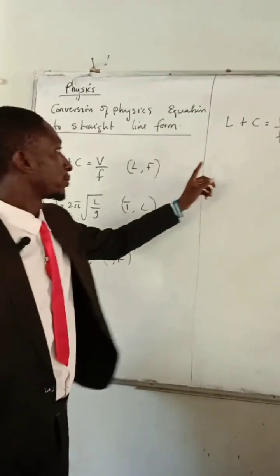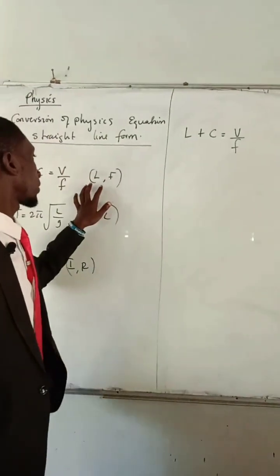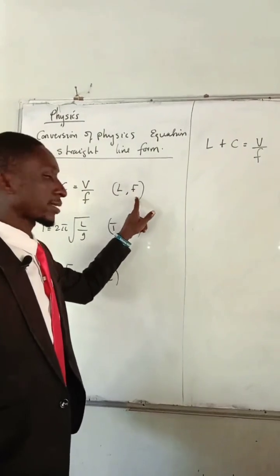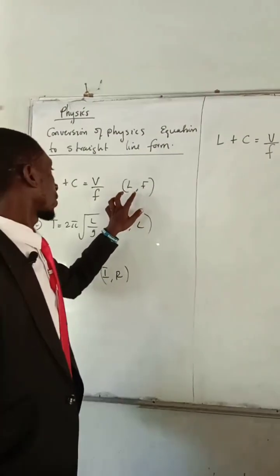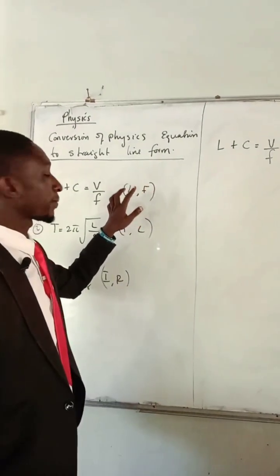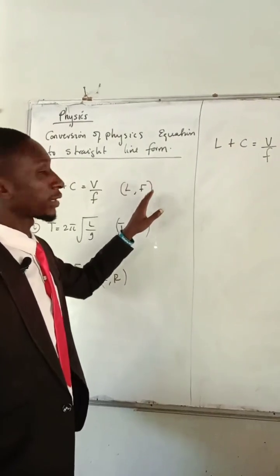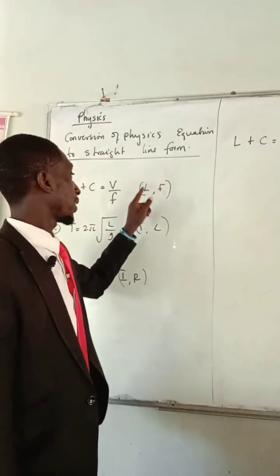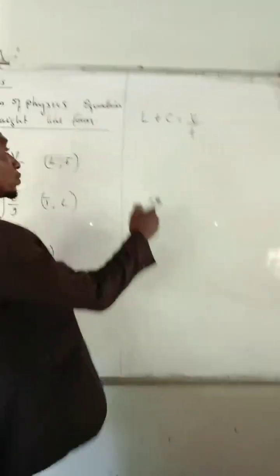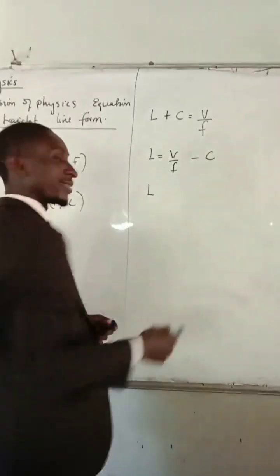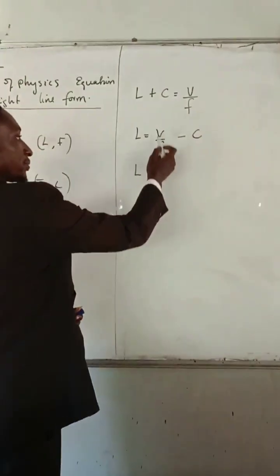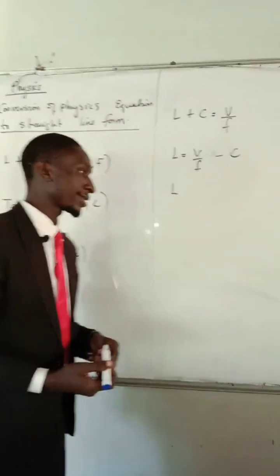So we have L plus C. Now our two variables are L and F, which is the y component, and this is the x component. We are going to transform this equation in such a way that we are plotting L against 1 over F, because there's no way we can plot L against F, so it has to be L against 1 over F. So we are going to move this to the other side. So L is equal to V over F minus C.